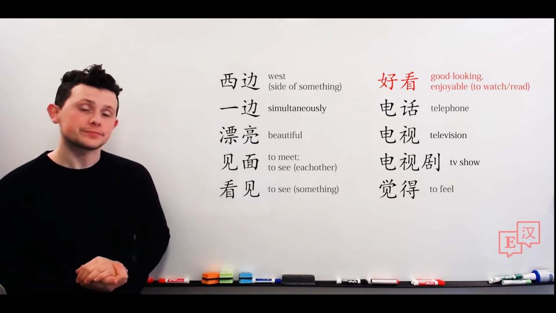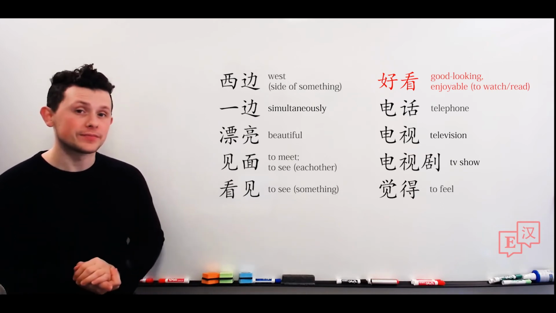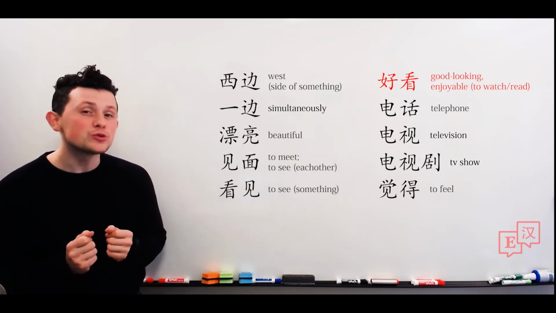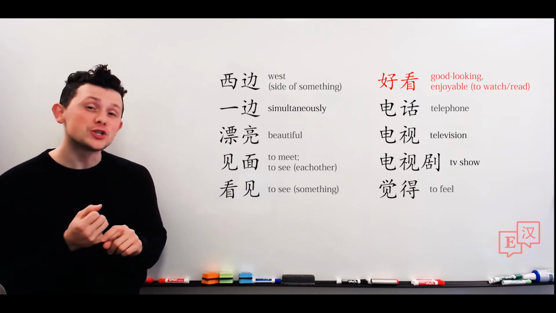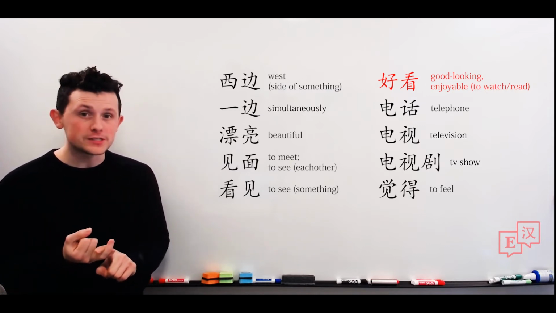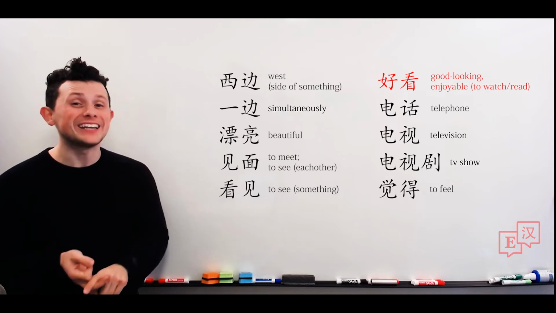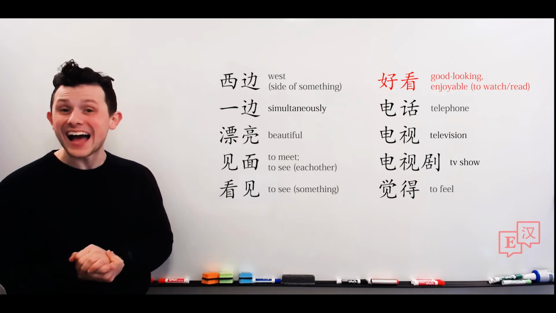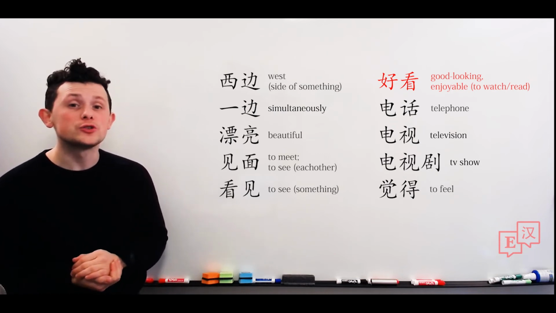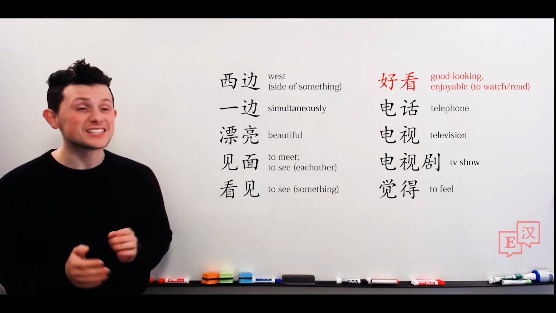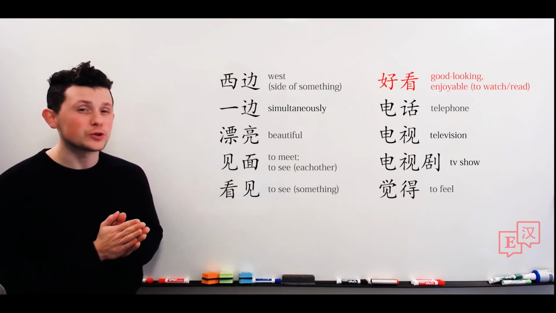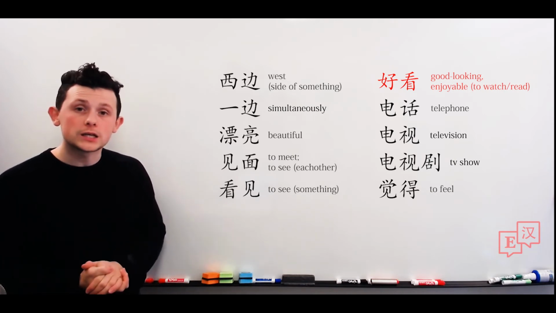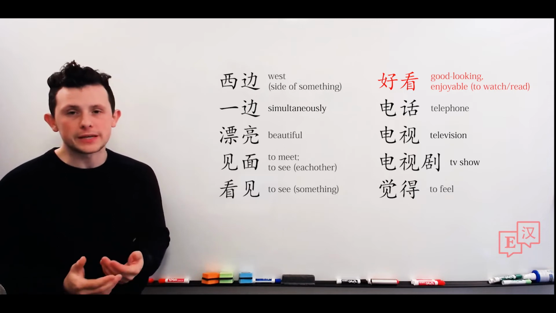好看. Good looking. Now, note one thing about this verb, 看. It is used for looking at people. It is used for watching television or movies. And it is also used for reading a book. All of these concepts we use 看. So 好看 can refer to a person being attractive. This is an adjective, by the way. So a person being attractive, a movie being enjoyable to watch, or a book being of good quality. 好看. Generally speaking, just good to look at.